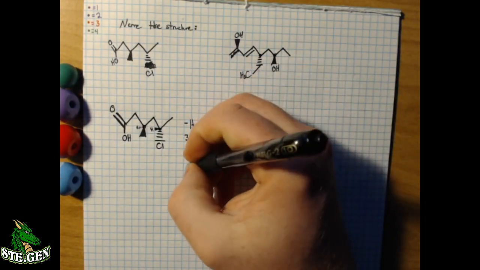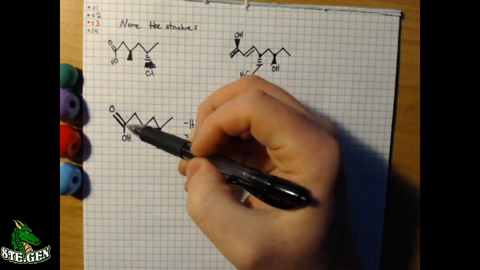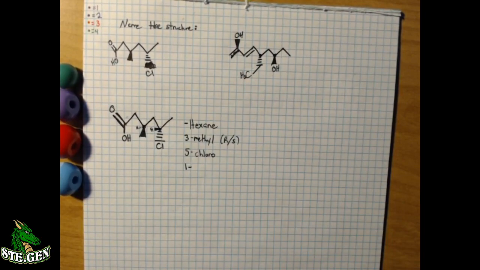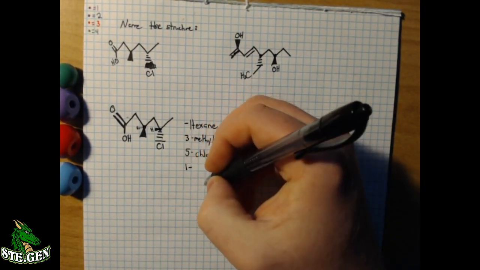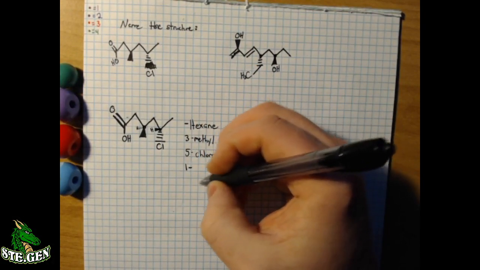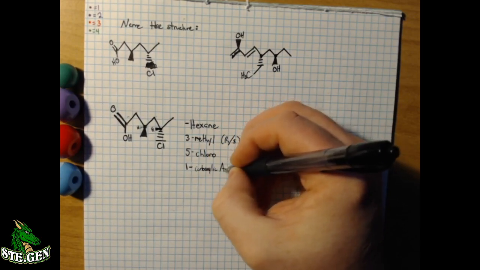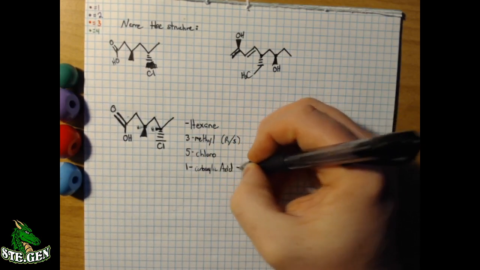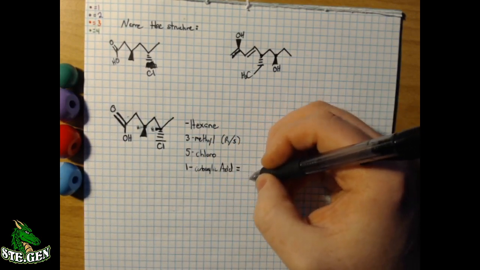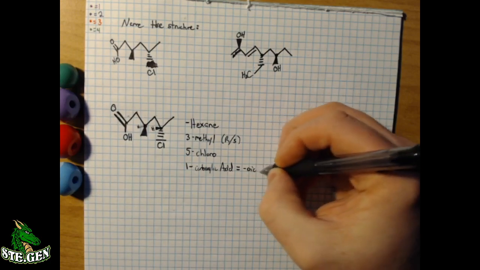And then on position number 1, this is a carbonyl carbon and an alcohol together. A carbonyl carbon and an alcohol together is a carboxylic acid. So it will be 1. There is a carboxylic acid. And the ending for that, which I'm a little rusty on because we added these, we didn't do these last year, is oic acid.